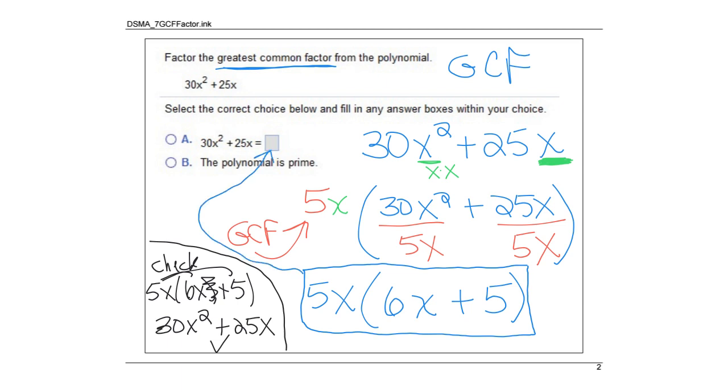But what I really want here is this 5x that has been pulled out. The greatest common factor has been pulled out. And you can see now I have a much smaller polynomial to deal with on the inside. All right, let's try another one.